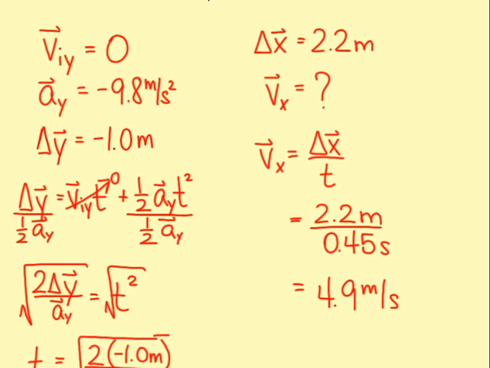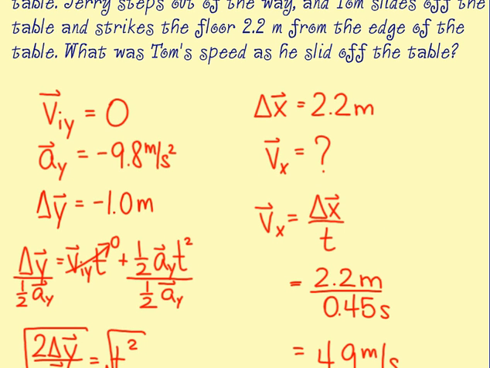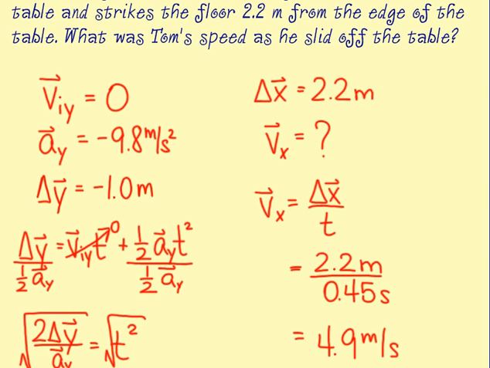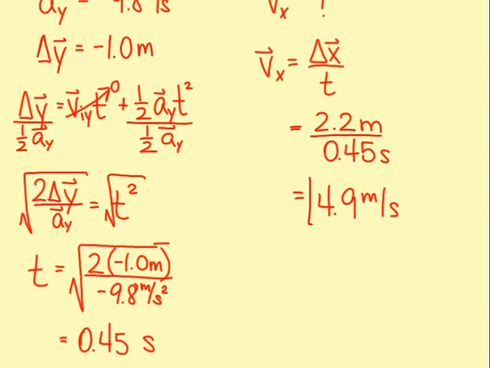That's pretty reasonable for a speed that he was going as he slid off the table. And because it just says speed, I don't have to worry about direction. So that is my final answer. Let's try one more, just so that we get a little more comfortable with these equations.